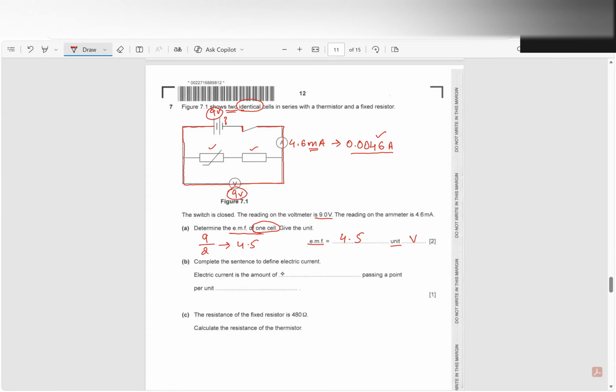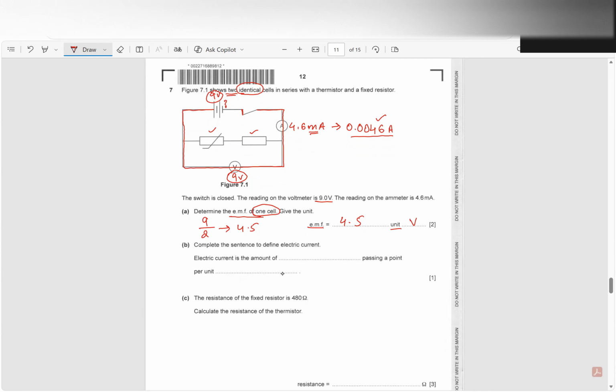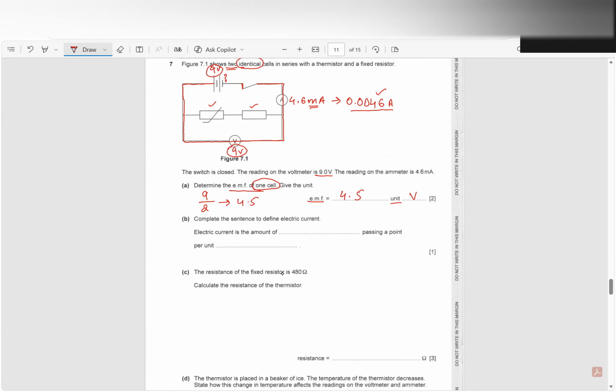Moving on to the next part. In the B part, it says complete the sentence to define electric current. Complete the sentence to define electric current. Fair enough. Electric current's definition we already know. Let's just fill in the blanks. Electric current is the amount of charge passing a point per unit time.